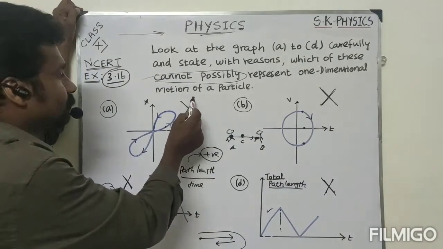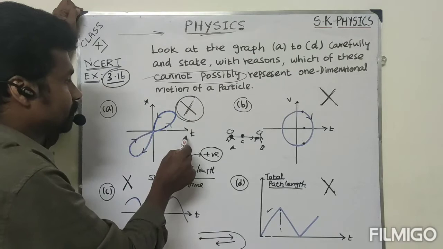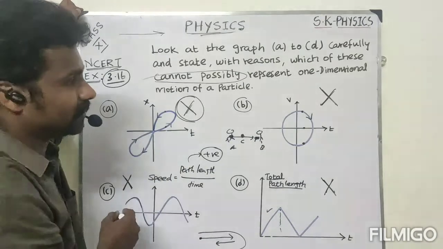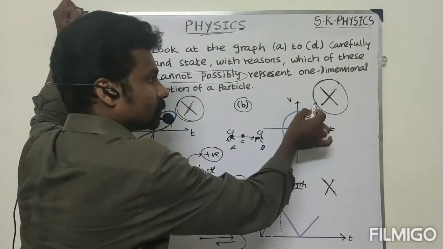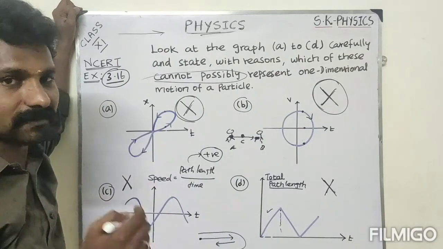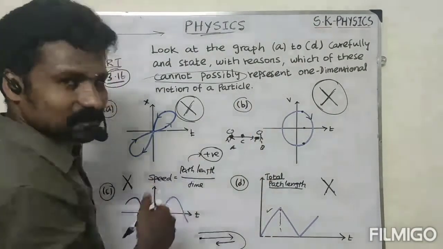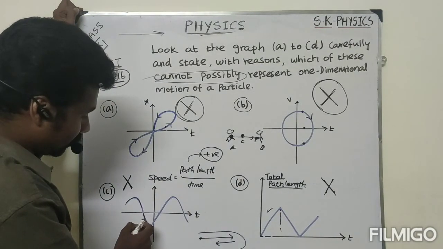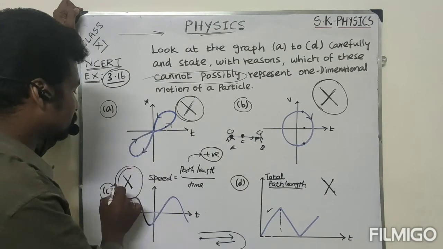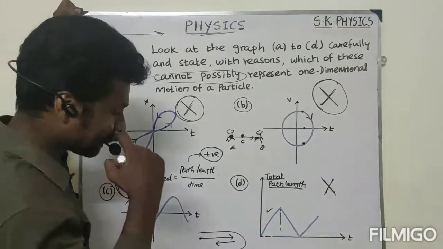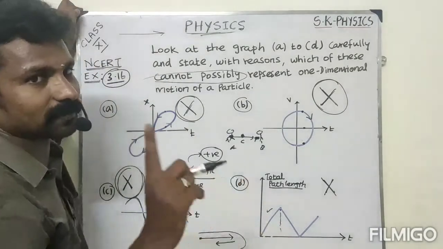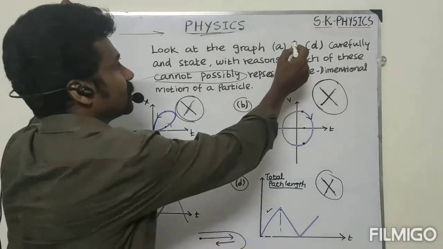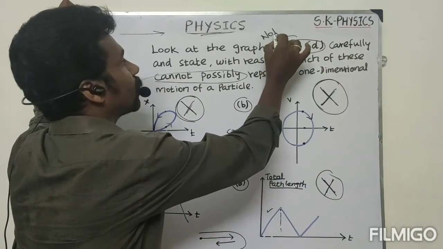Here, at the same time, the particle is present in two places, it is wrong. At the same time, the same particle travels with two different velocities, that is also wrong. Next one: here the path length is negative, so this is also wrong. But here the path length is reducing, and path length never reduces, so this is also wrong. So A, B, C are not possible.